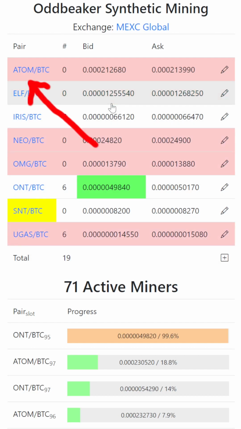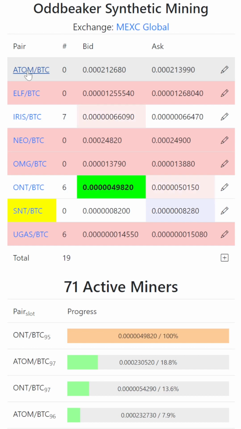First, you'll notice there's the pair name, and that's hyperlinked. When you click on that link, it actually opens up that chart on the exchange. So in this case, it would open up on MEXC Global. It'll open this Atom BTC pair on MEXC Global.